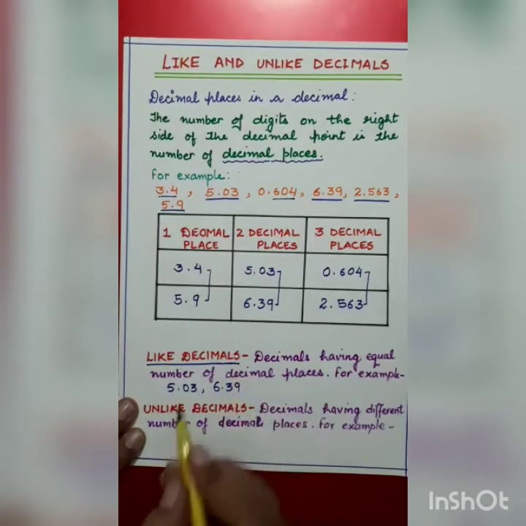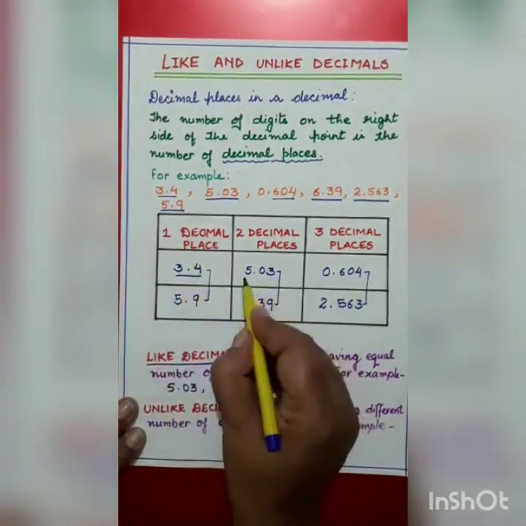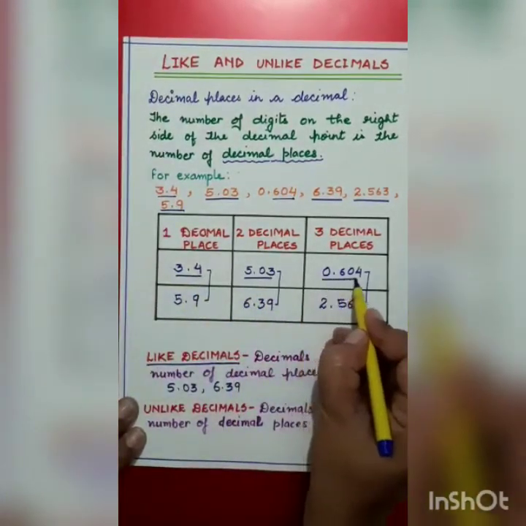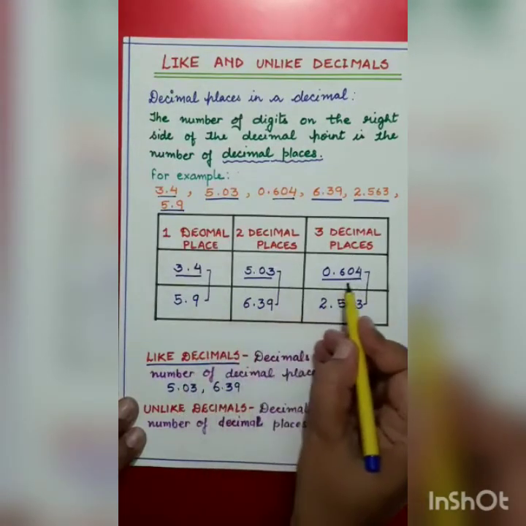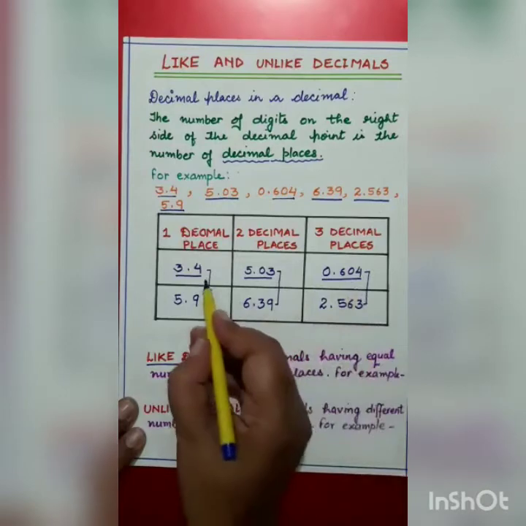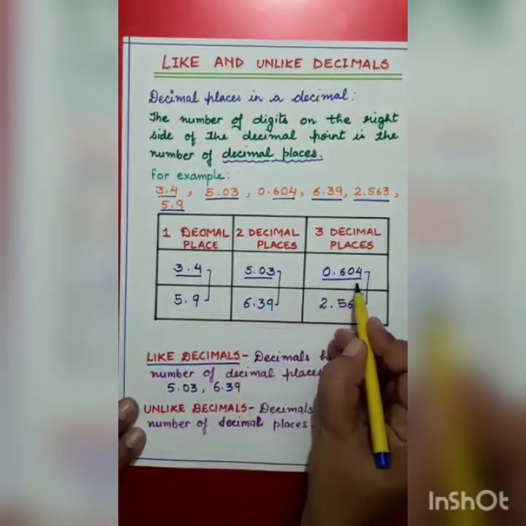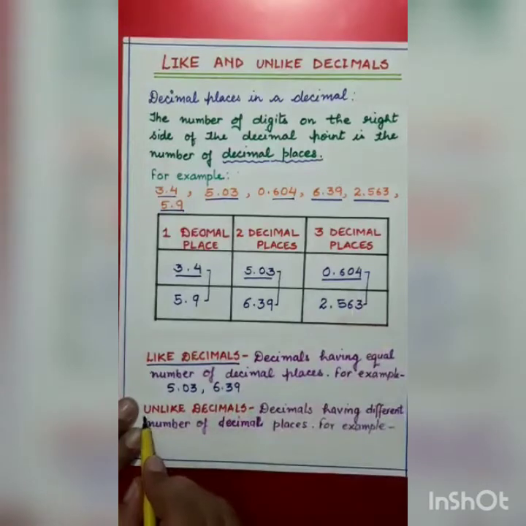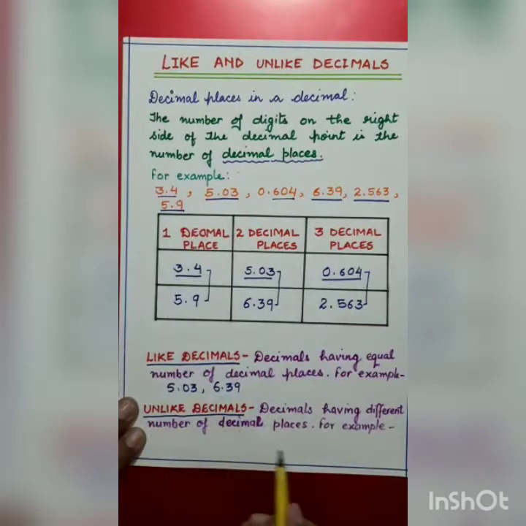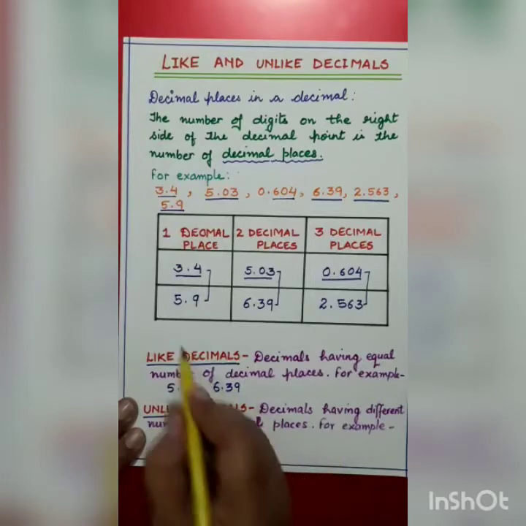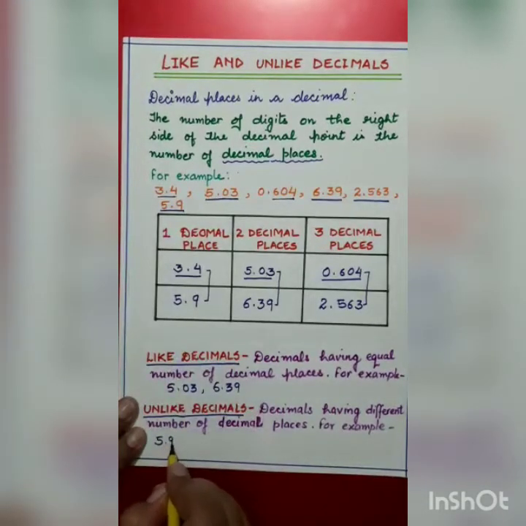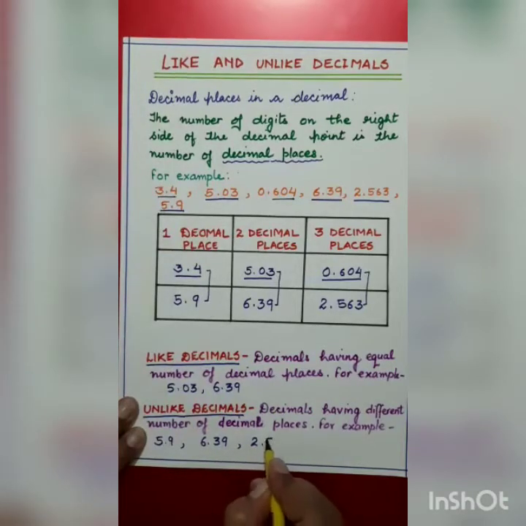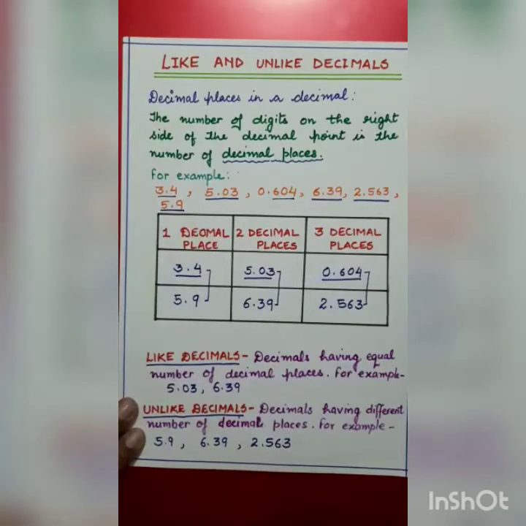On the other hand, 3.4, 5.03 and 0.604, these numbers have different decimal places. One decimal place, two decimal places and three decimal places. These are unlike decimals. Decimals having a different number of decimal places are called unlike decimals. For example, 5.9, 6.39 and 2.563.